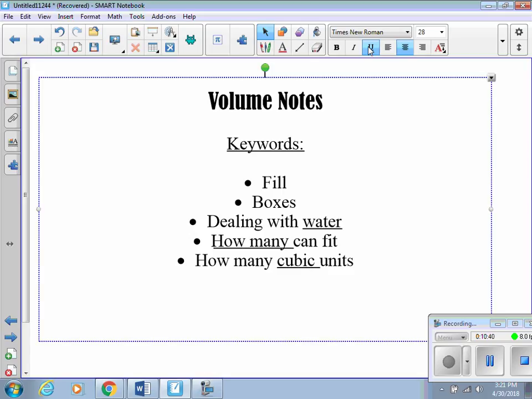Alright, we are now going to move on to surface area, so make sure that you filled in all of this information and are ready to move on to your surface area half sheet.